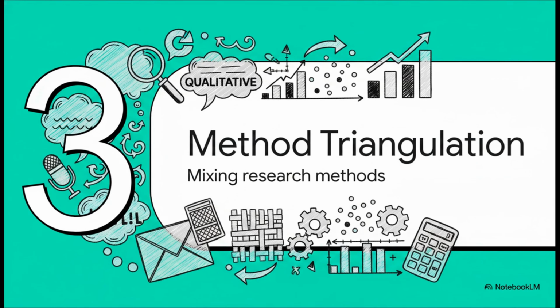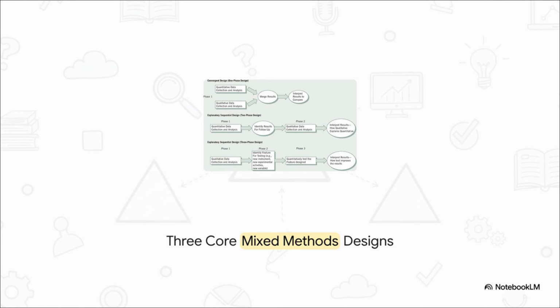Next up is Section 3, Methodological Triangulation. Let's look at the actual architecture of method triangulation using Creswell's mixed methods designs. There are 3 core approaches we can take here. First, in a convergent design, you collect quantitative and qualitative data at the exact same time, and then you merge the results to compare them. Second, in an explanatory sequential design, you start with quantitative data to spot the big trends, and then you follow up with qualitative data to explain exactly why those trends exist.